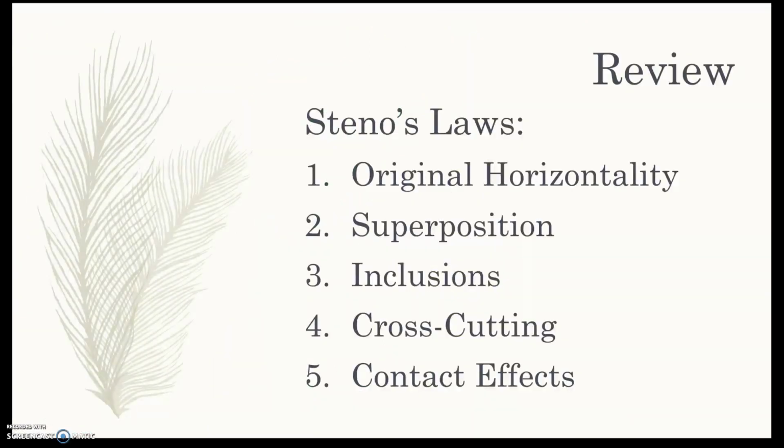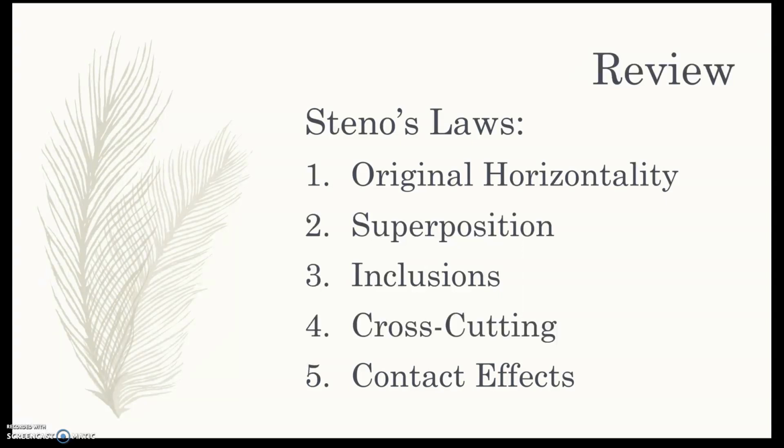If you remember from last night's notes, we learned about Steno's laws, which included how we can order layers in terms of their relative age to each other. So we used principles like original horizontality, the idea that layers are always deposited flat first, superposition, the idea that younger layers are on top, laws of inclusion, saying that older layers can be included in other layers, cross-cutting relationships that show that layers that cross across other layers are younger, and contact effects, which allows us to order events that cause layers to be baked or chemically altered from others.